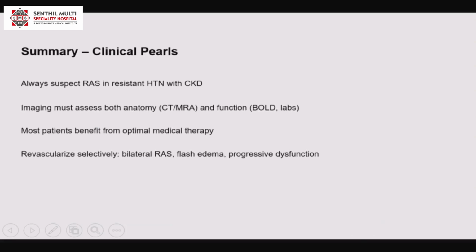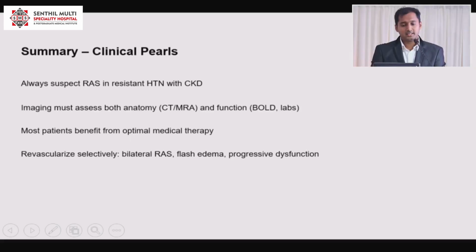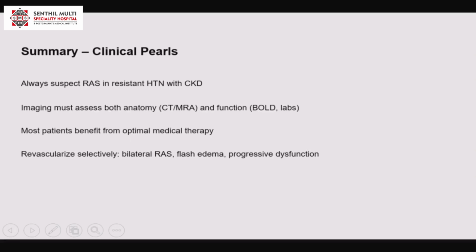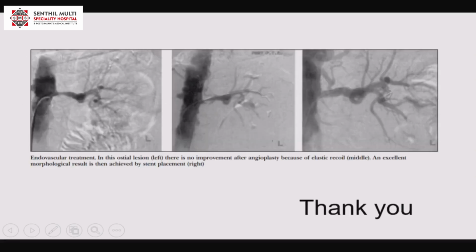So the clinical pearls: always suspect RAS in resistant hypertension with an unexplained renal failure with asymmetric kidneys. Imaging is the diagnostic test, which is primarily an ultrasound followed by a CT angio or an MR angiography, keeping in mind the effects of contrast on the kidney, and functional investigations in the form of BOLD MRI and scintigraphy to detect the feasibility and the utility of doing a stenting in these cases. Most patients usually benefit from optimum medical therapy and selective revascularization in bilateral RAS, flash pulmonary edema, and progressive renal dysfunction. Thank you.